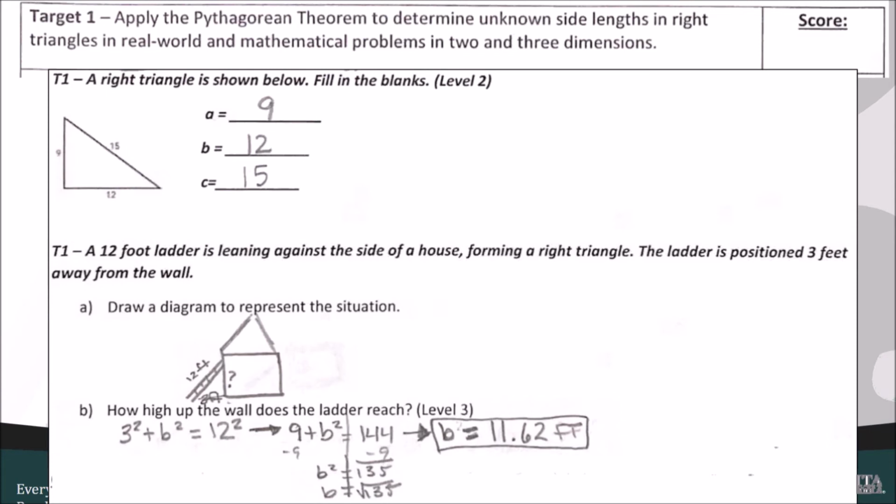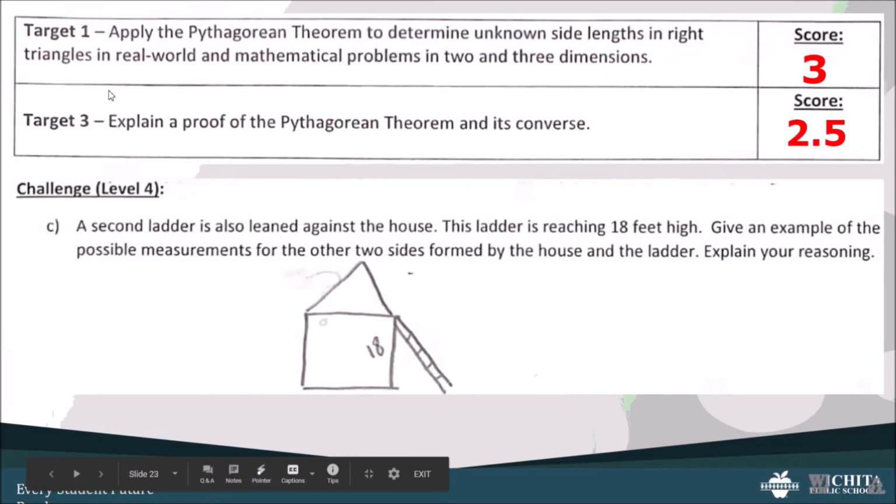This tells us that Antonio not only has level 2 knowledge, but also has successfully shown us mastery of target 1 when we're specifically talking about two-dimensional Pythagorean theorem. So we would go ahead and give him a score of level 3. Now let's look at our level 4 question and see if we can improve upon Antonio's score on either target. As we see, Antonio's work in relation to what the question is asking does not really provide us with information that allows us to improve his score, so we are going to leave his target 1 score at a 3 and his target 3 score at a 2.5.